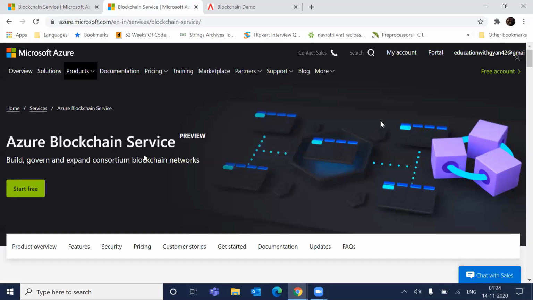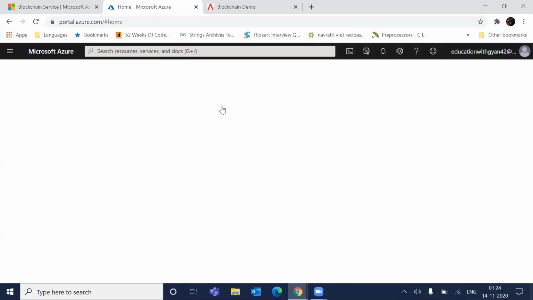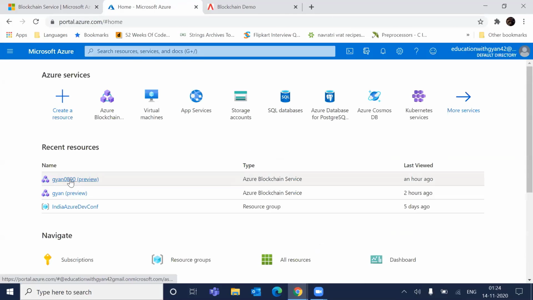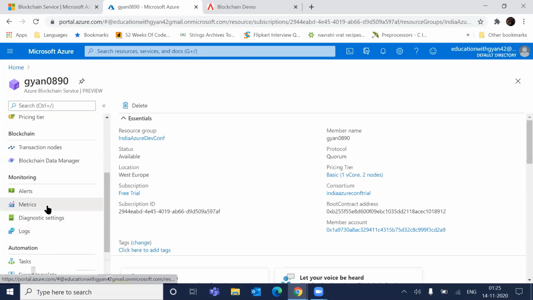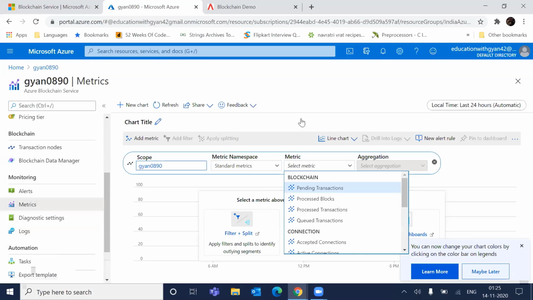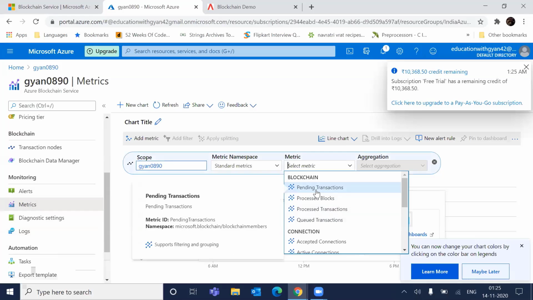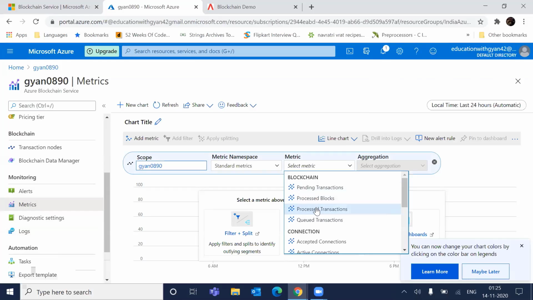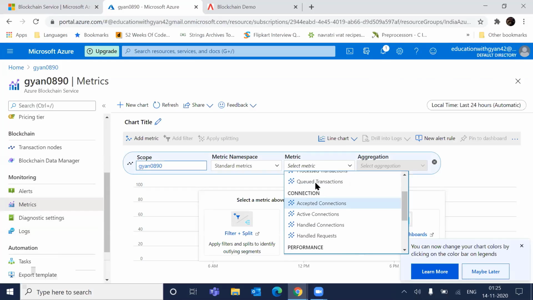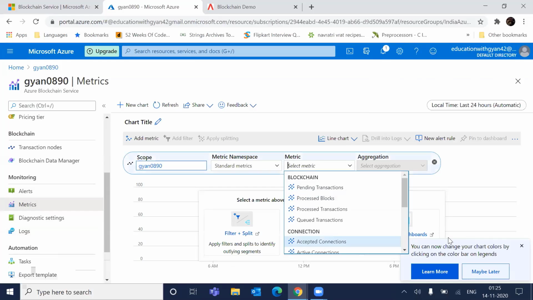So let me show you one of my deployed members, right? So as you see here, I have already deployed a service, right? I just wanted to show you the metrics part. So here is a member that I actually deployed using the Azure Blockchain Services, and see the beauty of this, right? Here you can see several metrics like pending transactions, processed blocks, processed transactions, queued transactions. All of these metrics can be seen in the form of graphs when it comes to all the transactions that you have made using your Azure blockchain service.